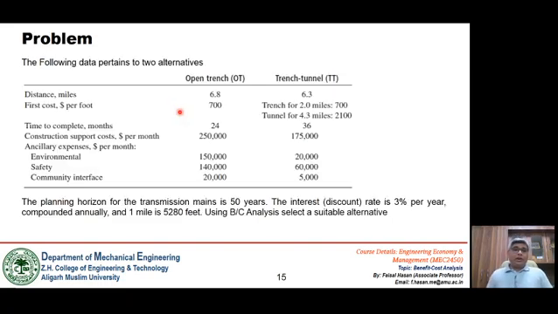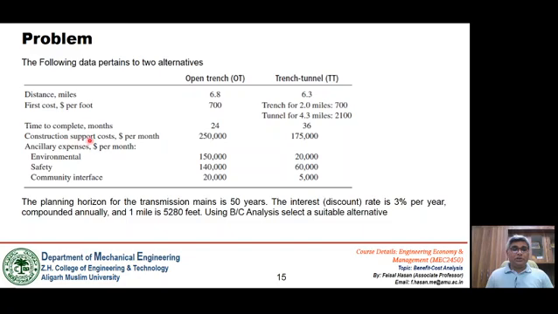Say, for example, we have two alternatives: one is a project associated with an open trench and another with a tunnel trench. Different cost parameters are given, like the distance in miles, and the first cost in dollars per foot, which is 700. For the tunnel, one figure is given for the first 2 miles and another for the remaining 4.3 miles. The time to compute is also given, 24:36.